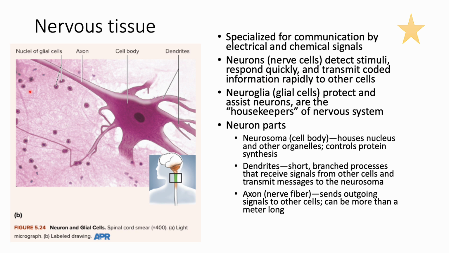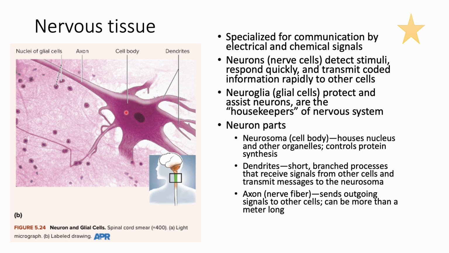And we also have other supportive cells called neuroglia or glial cells. They protect and assist your neurons. So which cells do we find in the nervous tissue? Neurons or nerve cells, as well as glial cells.